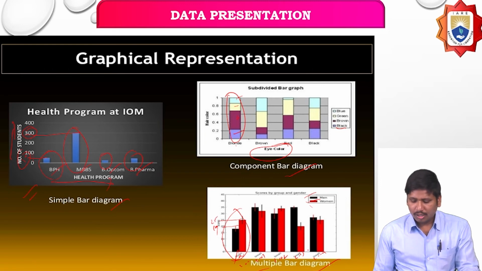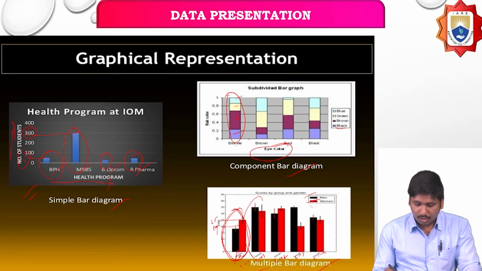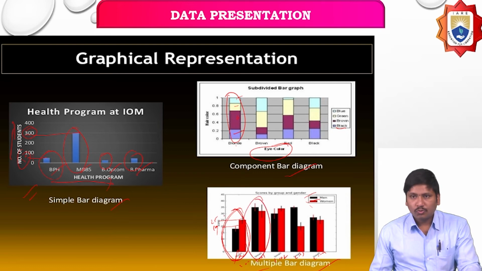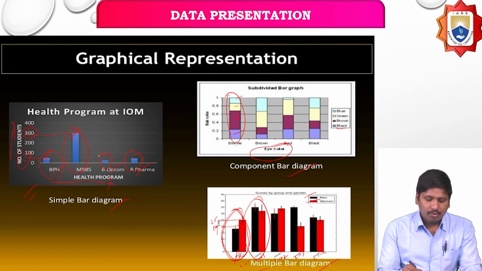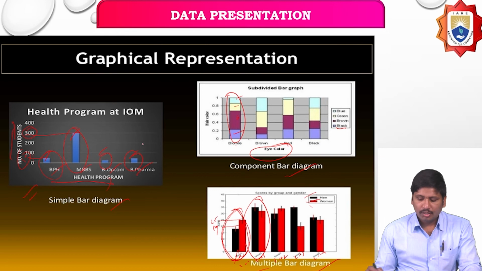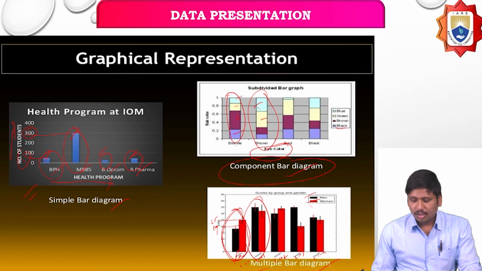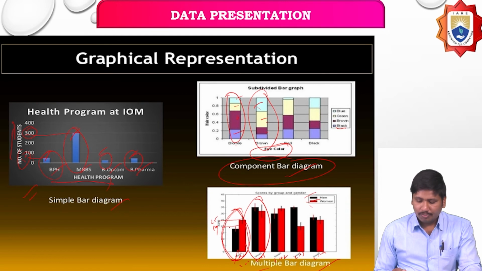So in a multiple bar diagram, instead of representing a single bar, we can represent multiple bars at a time. And similarly the second year, 2001, how many men and women. So like this we have different bar diagrams. This one is a simple bar diagram, where we can present single bars only. That's why it is a single bar diagram. Component bar diagram means the bar is divided into different sections. And multiple bar diagram is where we can represent two bars at a time.